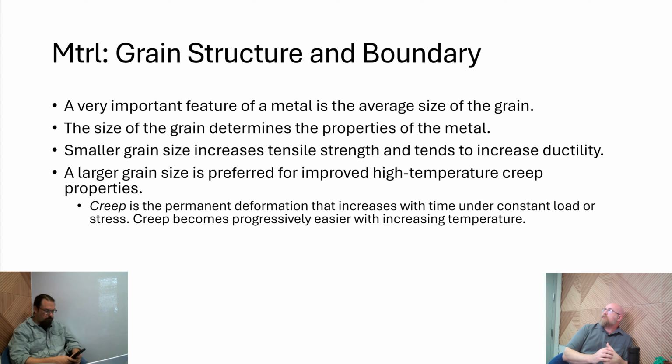The average size of grain determines certain properties of the metal, and we can tweak that by controlling the circumstances in which those crystals form. Smaller grain size increases tensile strength and tends to increase ductility. Larger grain size is preferred for higher temperature creep applications.